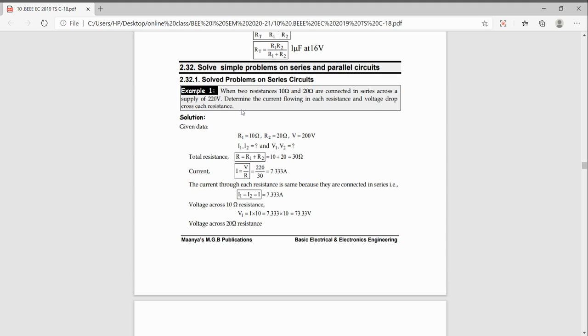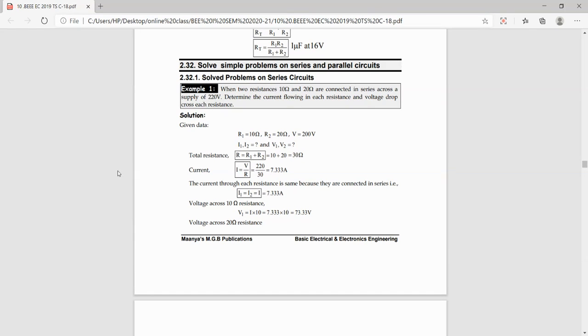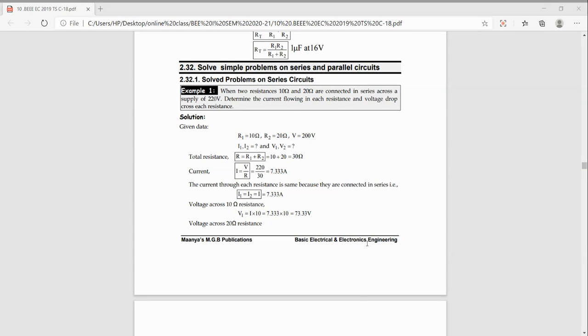See, for every problem you have to draw a circuit diagram. Here the circuit diagram is not given, but you have to draw it, which will help you with understanding. So you have to draw two resistors in series. Here we have to find the current flowing through each resistor and the voltage drop across each resistor. After drawing the circuit diagram, you will be able to analyze the current flowing and the voltage drops easily.